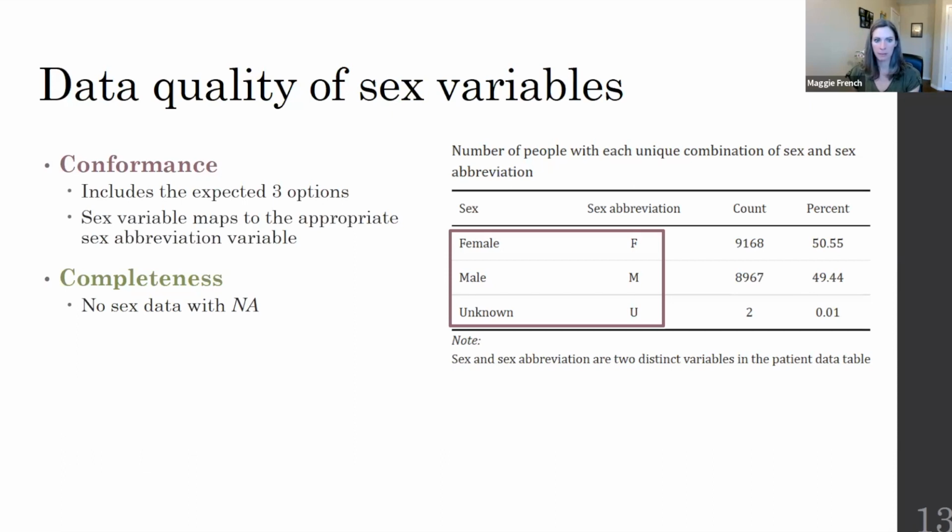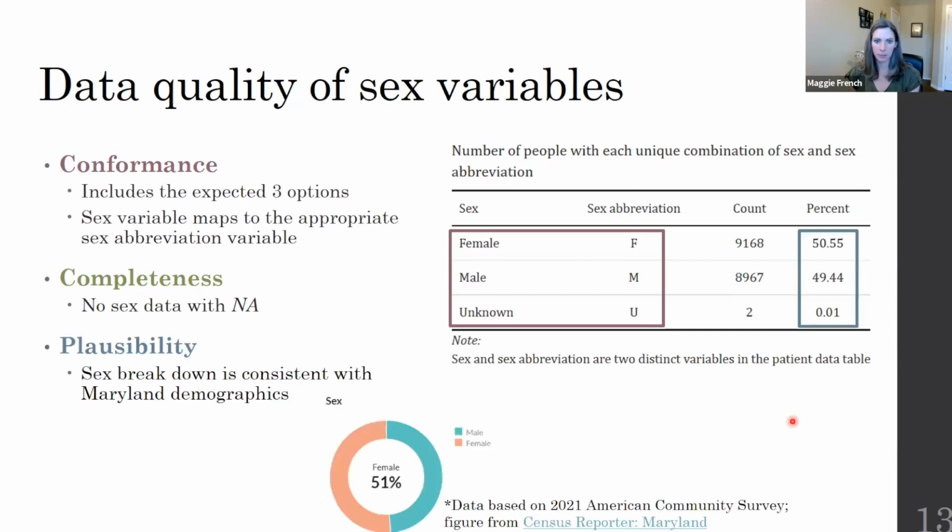And then finally, when we think about plausibility, we can look at the percent here in this last column of the table, and we can check this against external standards. In this case, I've pulled data from the Maryland census to see the breakdown of gender within our state that Johns Hopkins serves. You can see that on a state level, we have 51% female, and in our repository, we have 50.5% that are female. And so this demonstrates good plausibility in reference to that external source.